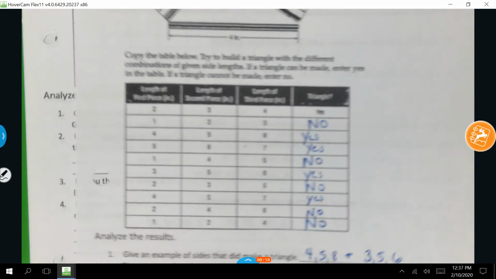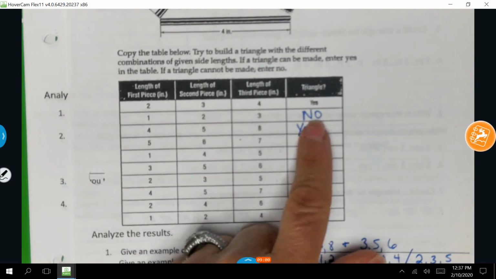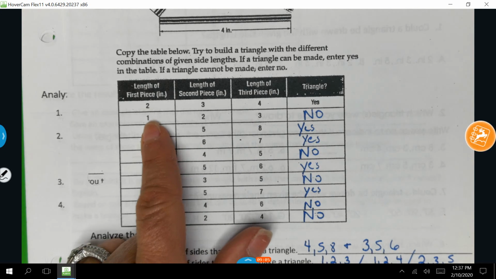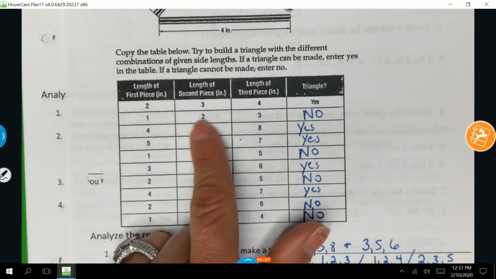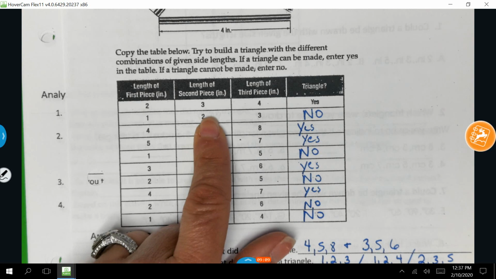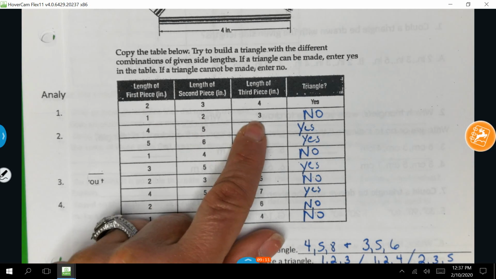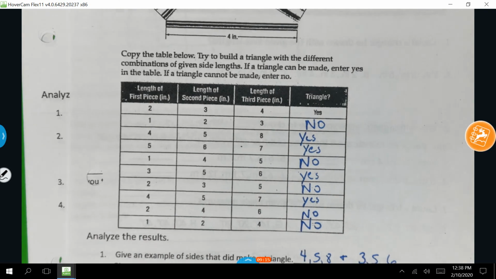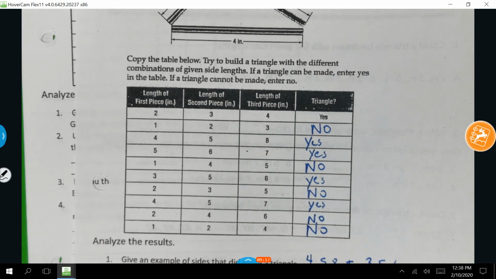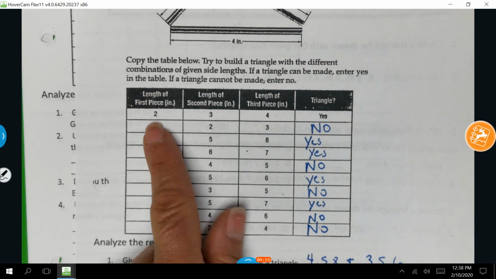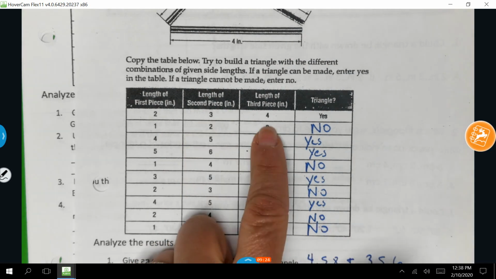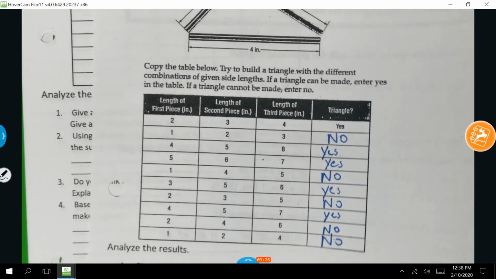Because if you look at it, well, let's find a no. Is 2 plus 3 greater than 1? Yes. Is 1 plus 3 greater than 2? Yes. Well, is 1 plus 2 greater than 3? No, they're equal. So if you just do the two shortest ones first, because the other two may work. If you just pick the two shortest side lengths first and add them, it has to be greater than that third length. Can't be less than, can't be equal to, but you guys figured that out.